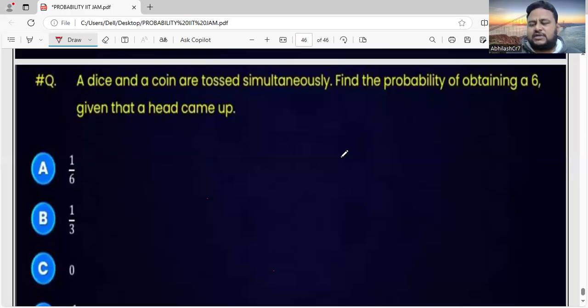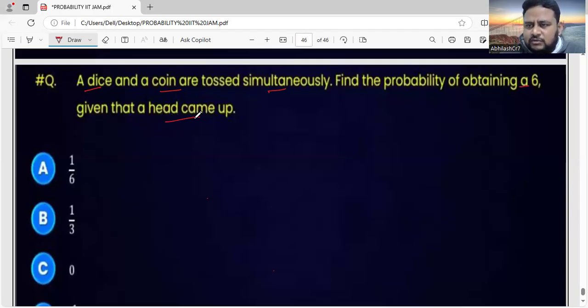So look at this, friends. It's a very simple question, but looking at it, you will feel that it is a difficult question. A dice and a coin are tossed simultaneously. Find the probability of obtaining a 6 given that a head came up.